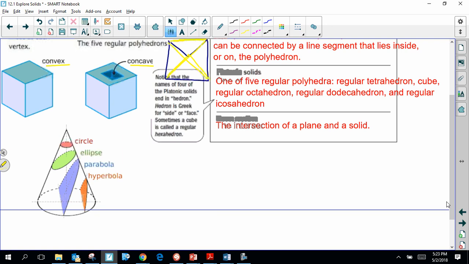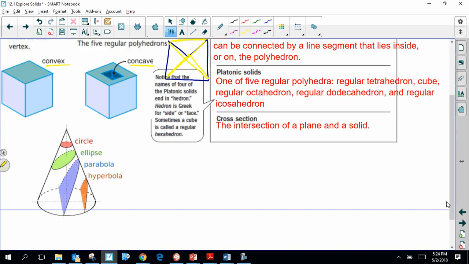So a cross section is whenever I take a solid, whatever that solid is, and I slice it with a plane, or a plane intersects it. Well, kind of think about slicing an orange in half. So an orange you can basically think of as a cylinder.